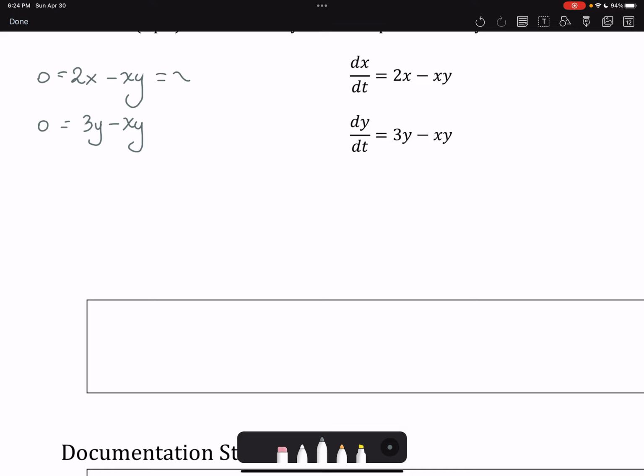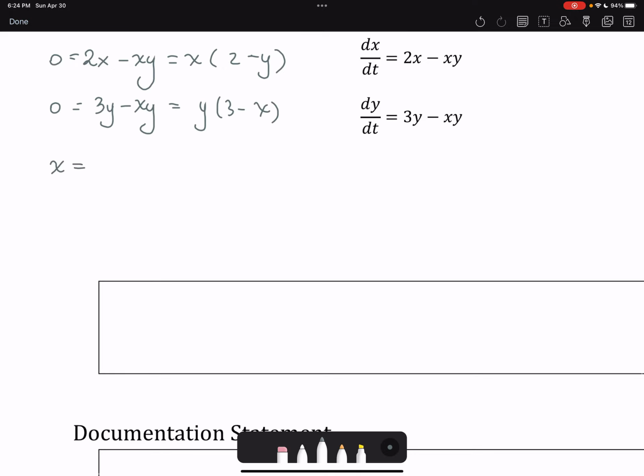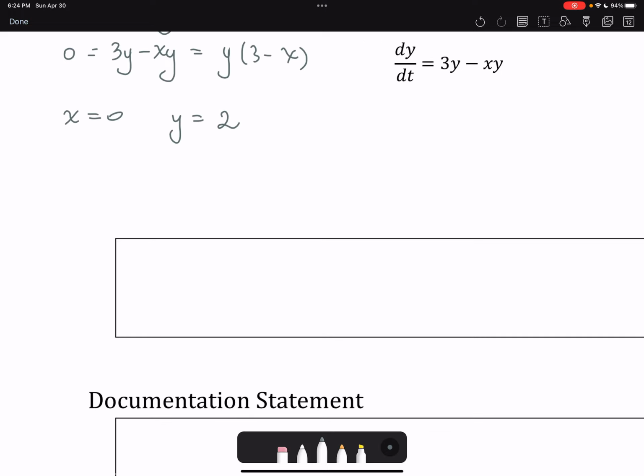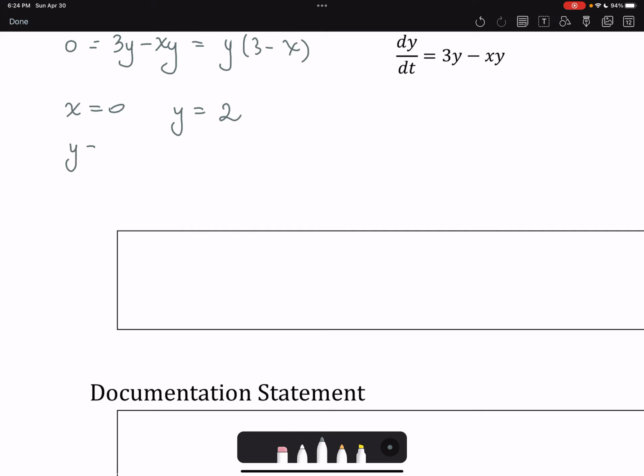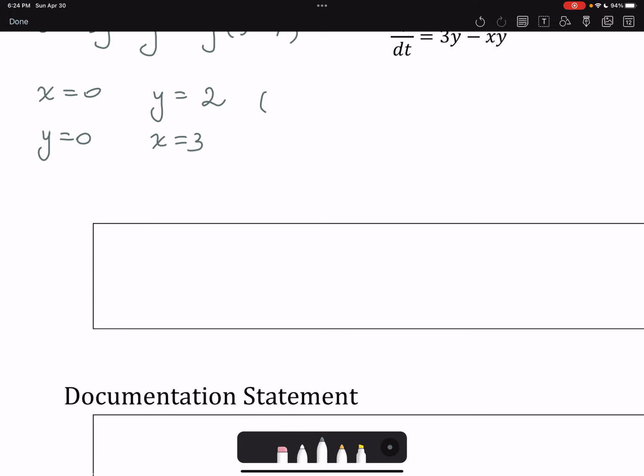Now let's factor out some stuff. So we get 2 minus y here and y times 3 minus x here. So we can say for the top one that x is equal to 0 or that y is equal to 2. If we input that in the bottom, we get that when x is equal to 0, y is equal to 0. And when y is equal to 2, x is still equal to 3. So I think the only two critical points are 0, 2, and 3, 0.